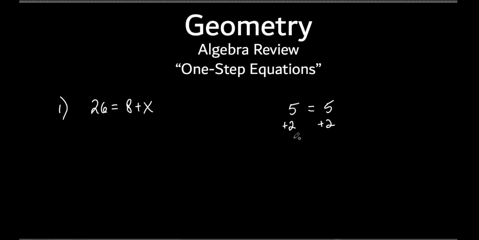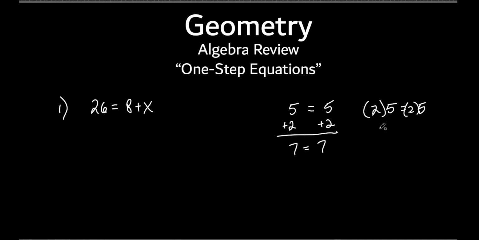Everybody with me on that? All right. And then look, these will still be equal to each other. Now, they're not both 5, but they are still equal to each other. Agreed? I could do the same thing with multiplication. Let's start with a 5 equals 5 again. What if I multiply this side by 2 and I multiply this side by 2? Do they still stay equal to each other?